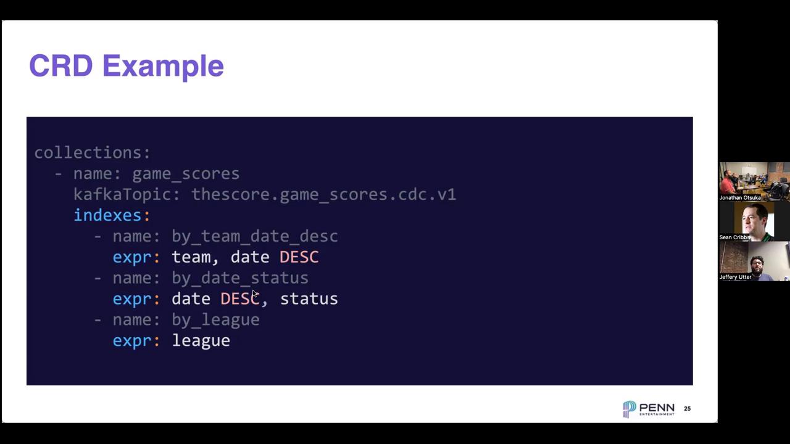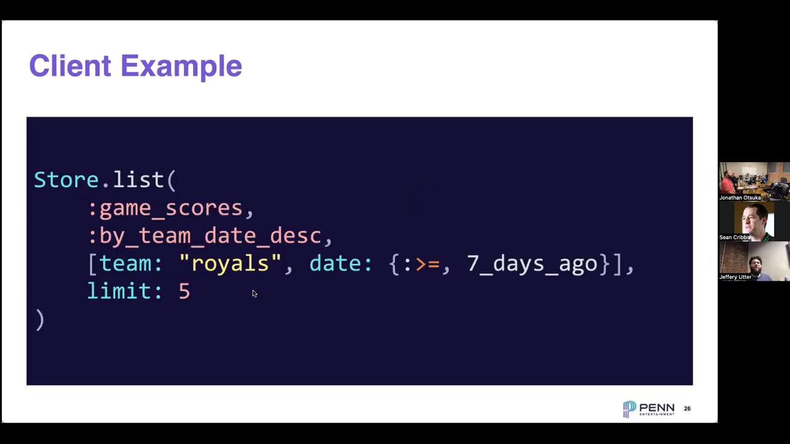Okay, cool. So once we have these indexes made, this is what the client library looks like. We have a store that's kind of global, and we say we want to list stuff from the game score collection, then the index we want to use, which was by team, date, descending. Then we fill in the blanks of that index. The index required team and date. So we say we want teams where the name's the Royals, and dates greater than or equal to a variable, 7 days ago. Somewhere I calculated what 7 days ago was, and I pass that in.